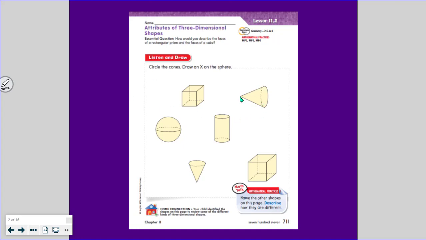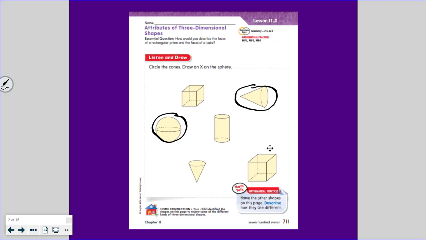Okay, this next shape, looking at it, I see a circle, I see flat faces. This is a cone, so we're going to circle this. Okay, our next shape has no flat faces, so this is a sphere. If you think of a real-life object that's similar to a sphere, I would be thinking of a soccer ball or basketball. Those are shaped like a sphere, a globe.